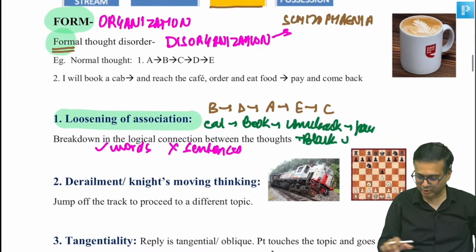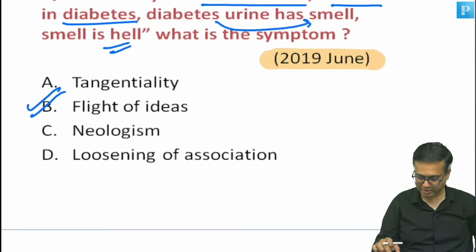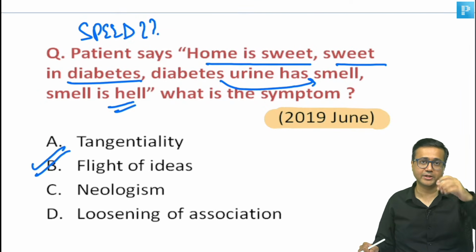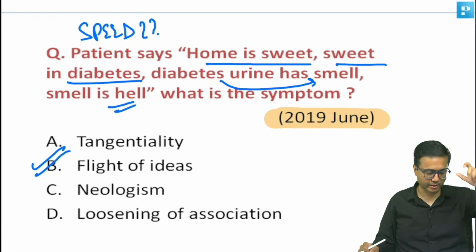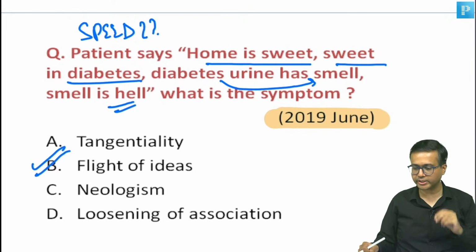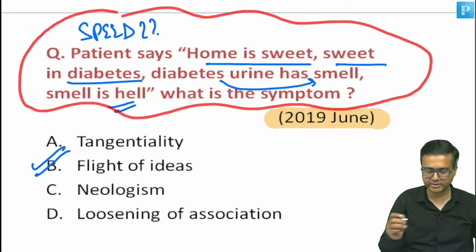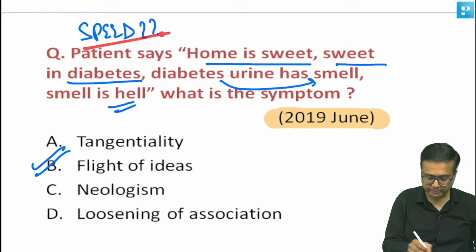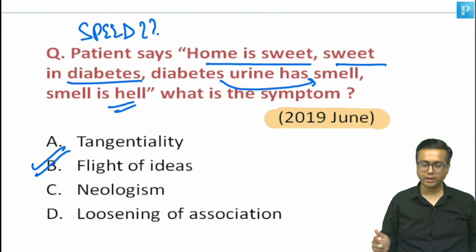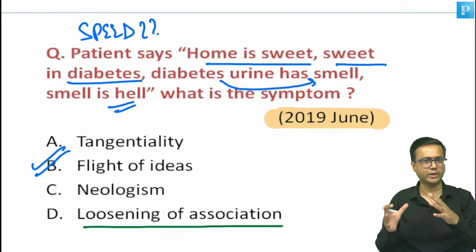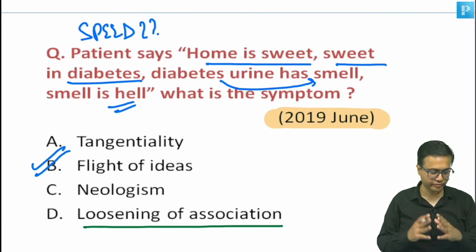But let's discuss that question again. If you remember, we have discussed one question, this question. But sometimes in your exams, the examiner will give you 2 options which may be confusing. So you should also know how to differentiate between these 2 conditions. Here also you will say, sir, I am not able to understand the words. And they have not mentioned speed in the question. Now we know, in loosening of association also sometimes you are not able to understand what the patient is saying. But how will you differentiate, beta?